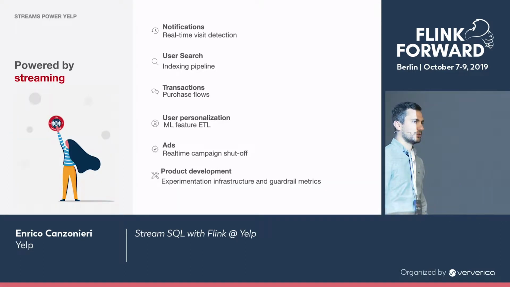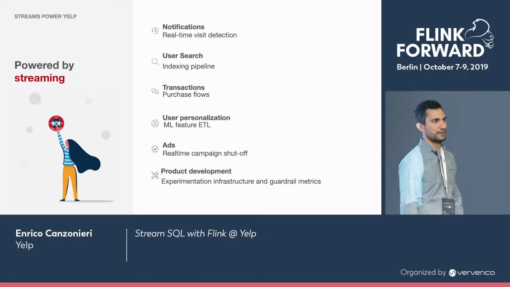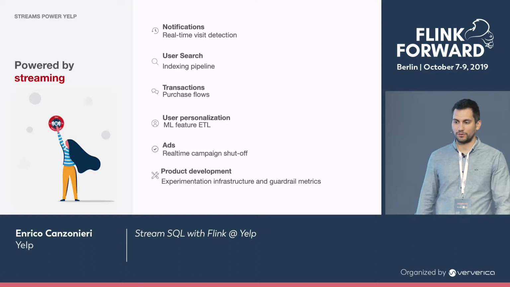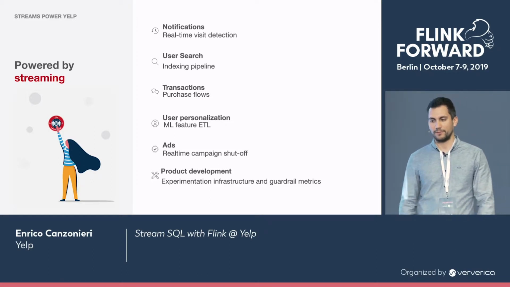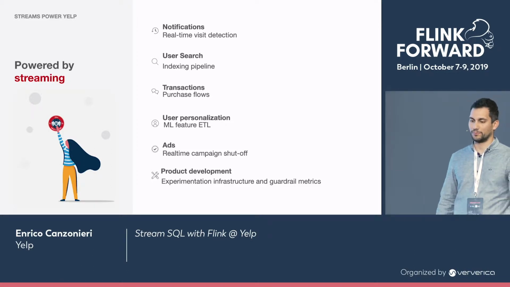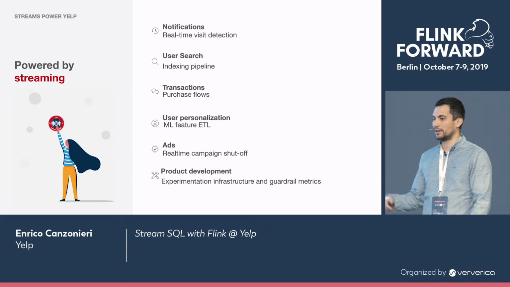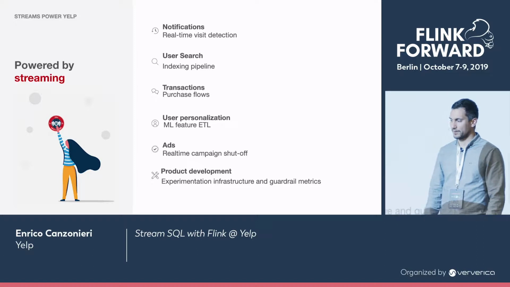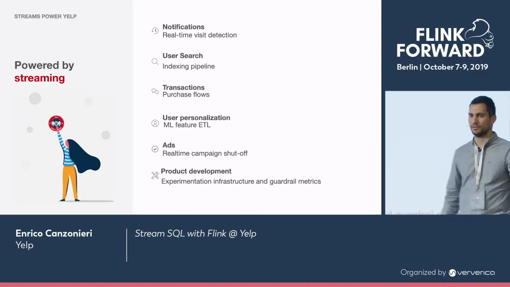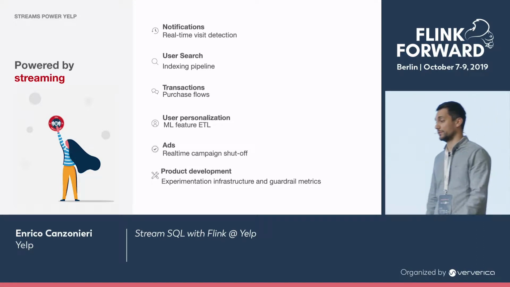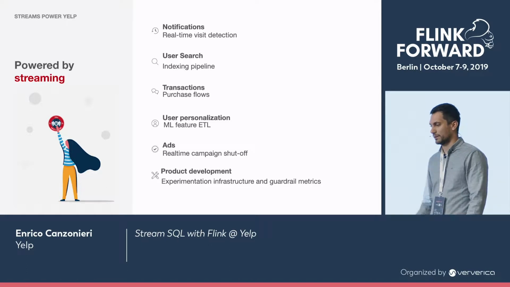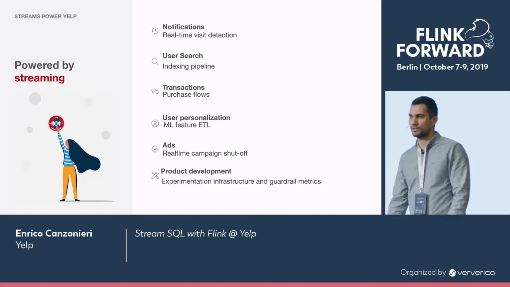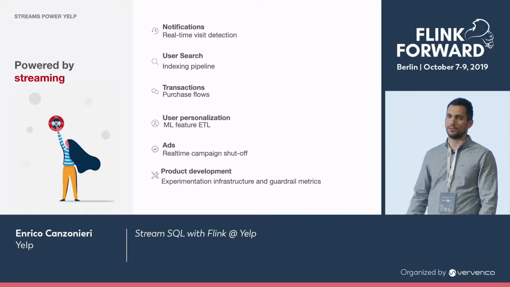Today, our streaming infrastructure is actually powering most of Yelp's core business. So we have a variety of use cases and applications built on top of our data pipeline. We go from notifications with real-time visit detections. Our entire indexing pipeline, user search, leverages our streaming infrastructure. Some transaction flows. We use streaming for machine learning features because we generate some features in real time.